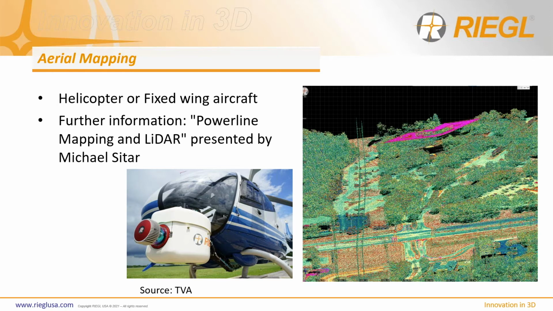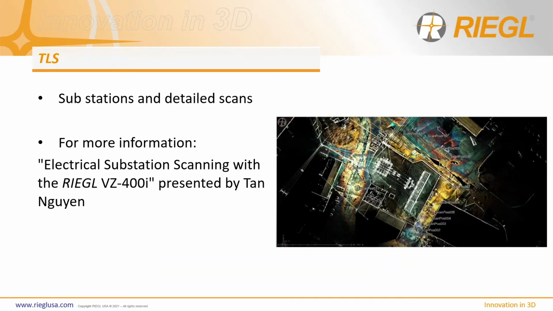So aerial mapping includes both helicopter and fixed wing aircraft, of course. And here's an example of a VP1 pod mounted on a helicopter. Then we have substation scans.